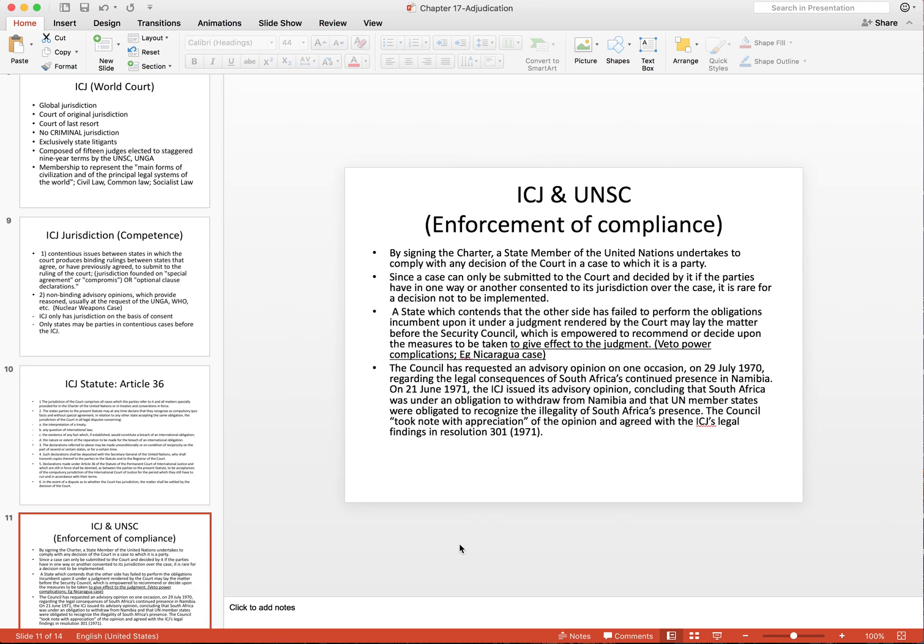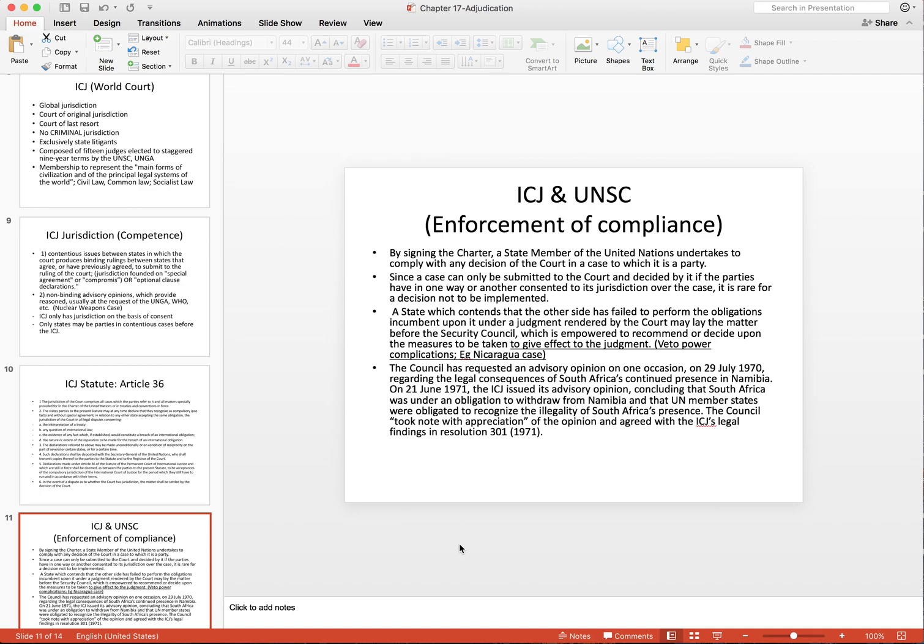The next slide deals with the relationship between the ICJ and the UN Security Council, and the issue of compliance and enforcement mechanisms if non-compliance occurs. Essentially, by signing the UN Charter, a state member of the United Nations undertakes to comply with any decision of the court in a case to which it is a party. Obviously, this happens with the prior consent of the state party. Since a case can only be submitted to the court and decided if the parties have in one way or another consented to its jurisdiction over the case, it is rare for a decision not to be implemented.